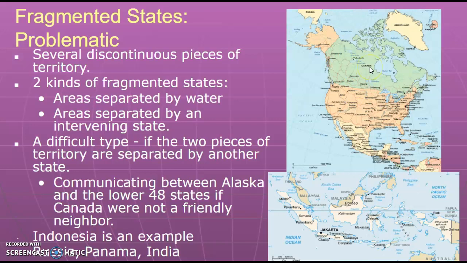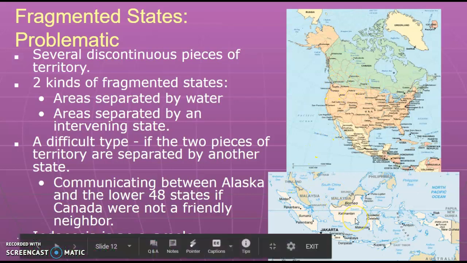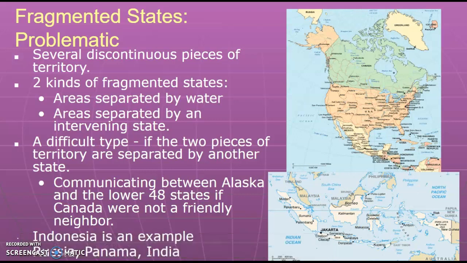by Canada, and we are lucky that we have a good relationship with Canada. Otherwise, it could be problematic. If this was a hostile relationship, then Alaska would be pretty isolated. So Indonesia, for example, Russia, Panama, India, these are all examples of fragmented states. Again, this can be really difficult because it can lead to a lot of isolation. And then you have a lot more centrifugal devolutionary forces. You tend to have a lot more devolutionary forces in elongated and in fragmented states.